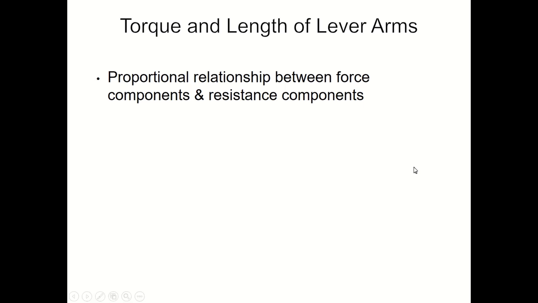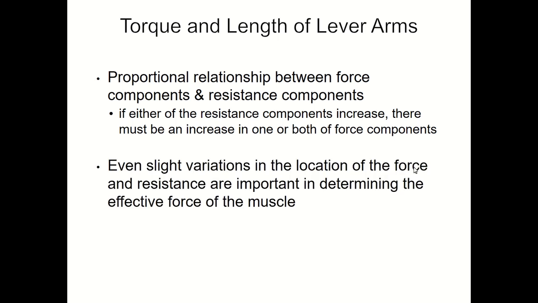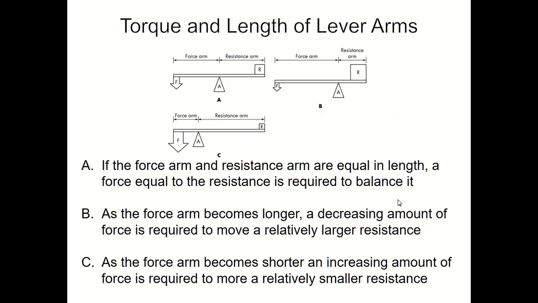So there's a proportional relationship between force components and the resistance components because they're equal to each other. If either of the resistance components increase, there must be an increase in one or both of the force components. Okay, that just follows logically from the equation. Even slight variations in the location of the force and resistance are important in determining the effective force of the muscle. So you need to make sure you have an accurate calculation of your resistance, of your force, and of your resistance arm.